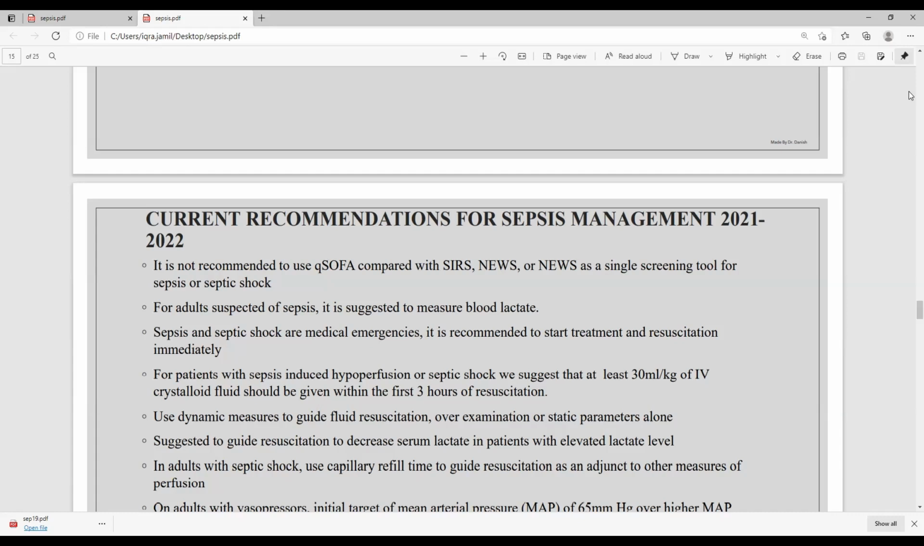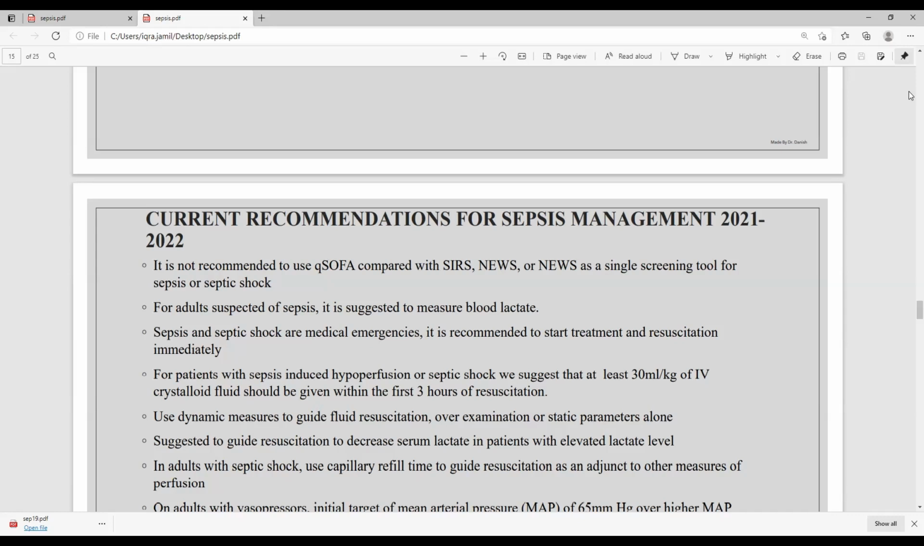For adults suspected of sepsis, it is suggested to measure blood lactate. Sepsis and septic shock are medical emergencies. It is recommended to start treatment and resuscitation immediately. For patients with sepsis-induced hypoperfusion or septic shock, we suggest that at least 30 ml per kg of IV crystalloid fluid should be given within the first 3 hours of resuscitation.